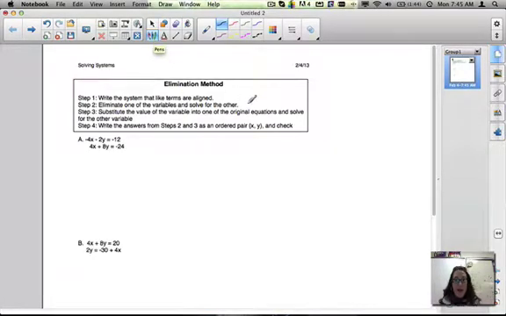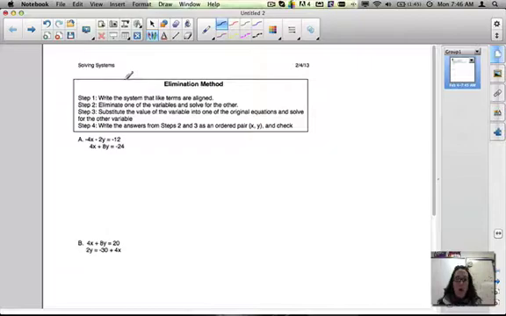All right, this podcast is over the elimination method. The elimination method is a second way to solve for systems of equations. So again, we are looking for where two lines intersect. All right, so this method has 4 steps.